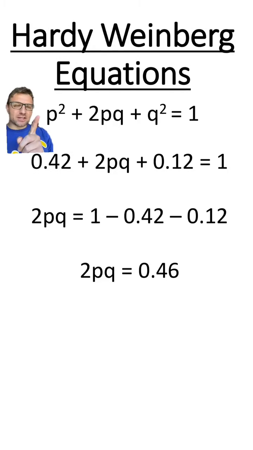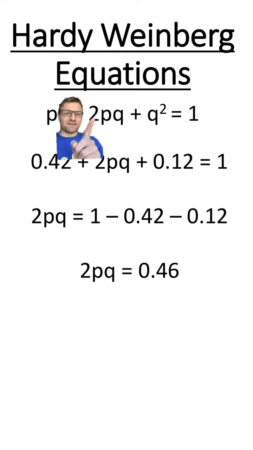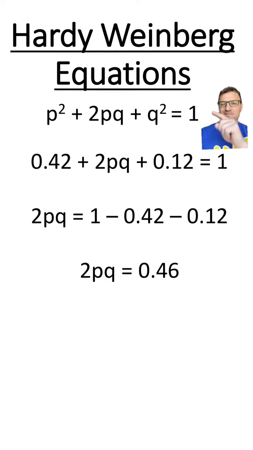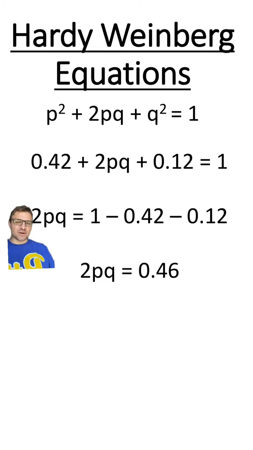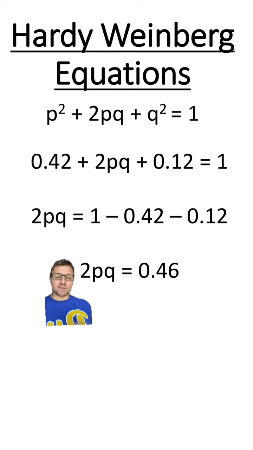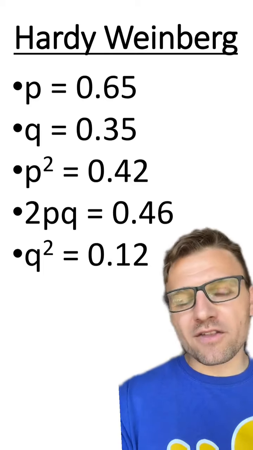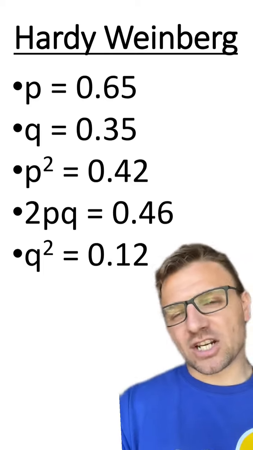Now that we know p squared and q squared, we can figure out what 2pq is by using this equation. We're going to plug in the variables, move the variables around, and you can figure out that 2pq is going to equal 0.46. So here are all the variables calculated out. Check your work and see how you did.